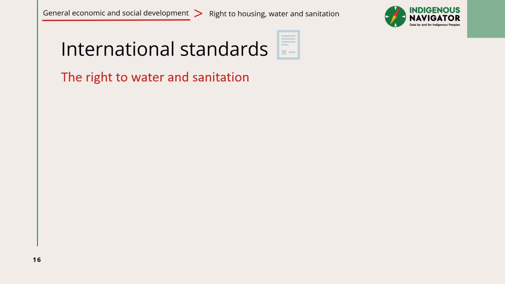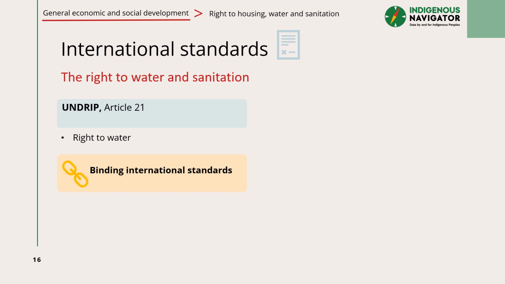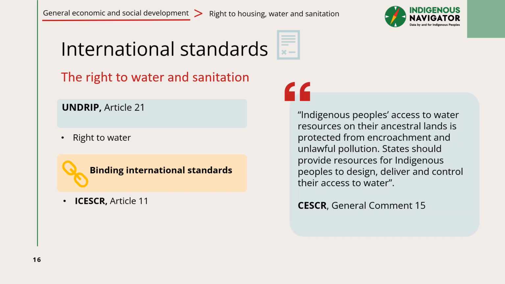The right to water is also referred to in Article 21 of UNDRIP, and underpinned by binding human rights obligations under Article 11 of ICESCR. This is further elaborated on in relation to Indigenous peoples in CESCR General Comment 15, which says Indigenous peoples' access to water resources on their ancestral lands is protected from encroachment and unlawful pollution. States should provide resources for Indigenous peoples to design, deliver, and control their access to water.